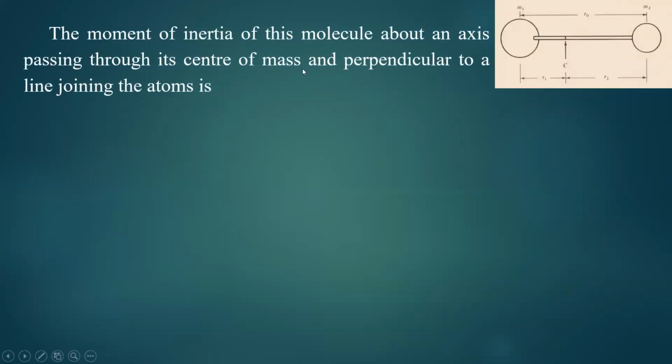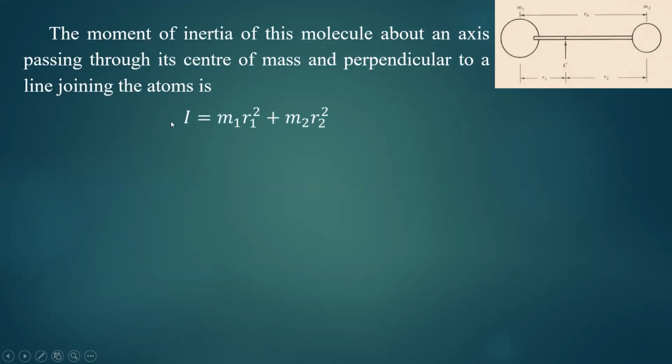Now we have to find the moment of inertia of this molecule about an axis passing through its center of mass and perpendicular to the line joining the atoms. Let us consider an axis which passes through the center of mass and is perpendicular to the bond length. About this axis, this molecule can rotate. Then what is the moment of inertia? I have to find out.